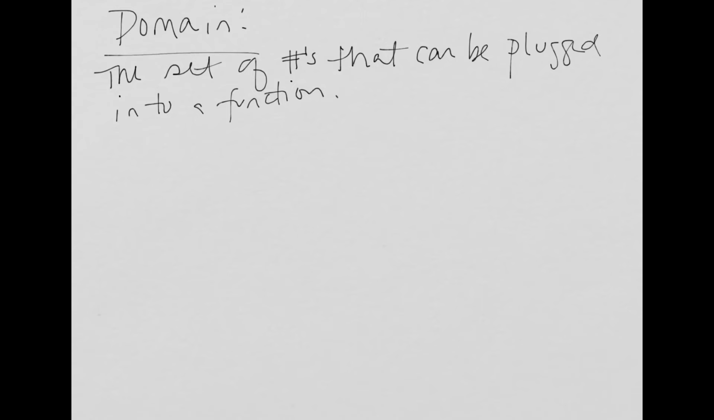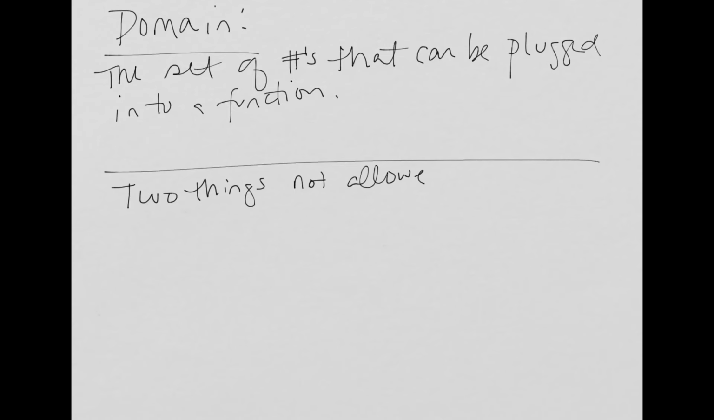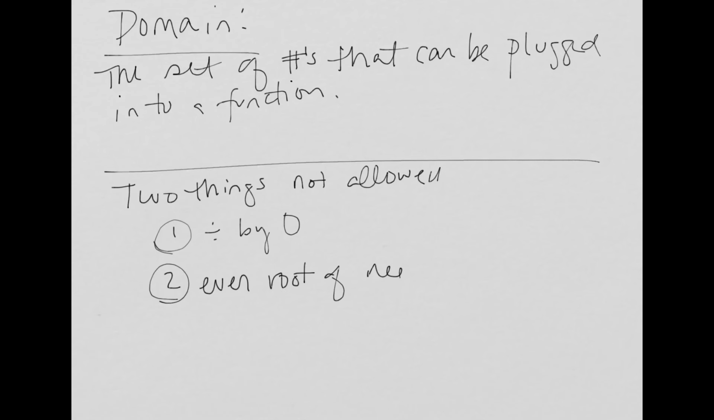So I'm going to have a function f of x, and we want to know what numbers can we plug into this function. So the way we're going to do that is to first say there are two things you can't do in math. So two things that are not allowed. First of all, you can't divide by 0. It doesn't make any sense to divide by 0, it's undefined, so we can't divide by 0. Next thing you can't do is you can't take an even root of a negative number.